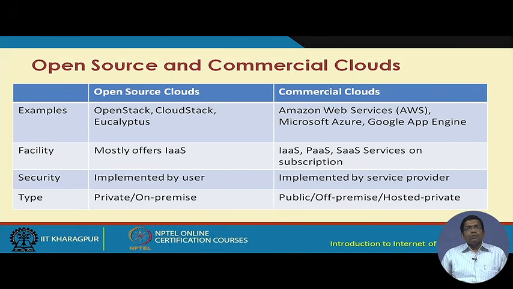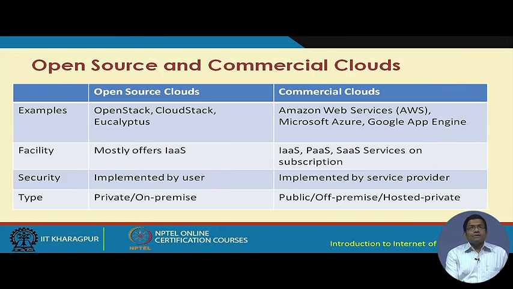So those were the simulators. Now let us talk about some real commercial and open source cloud platforms that are available for use. Some examples of open source cloud include OpenStack, CloudStack, Eucalyptus, and so on. Commercial cloud platforms include Amazon Web Services, Microsoft Azure, Google App Engine, and so on.